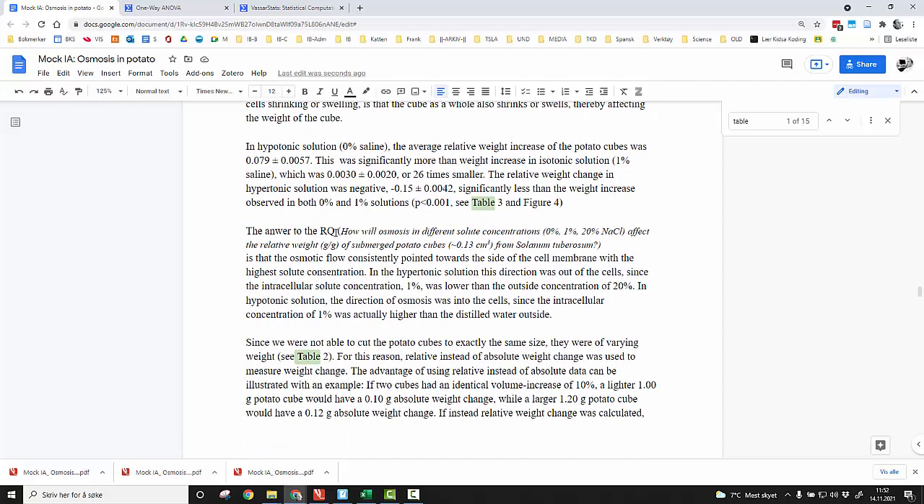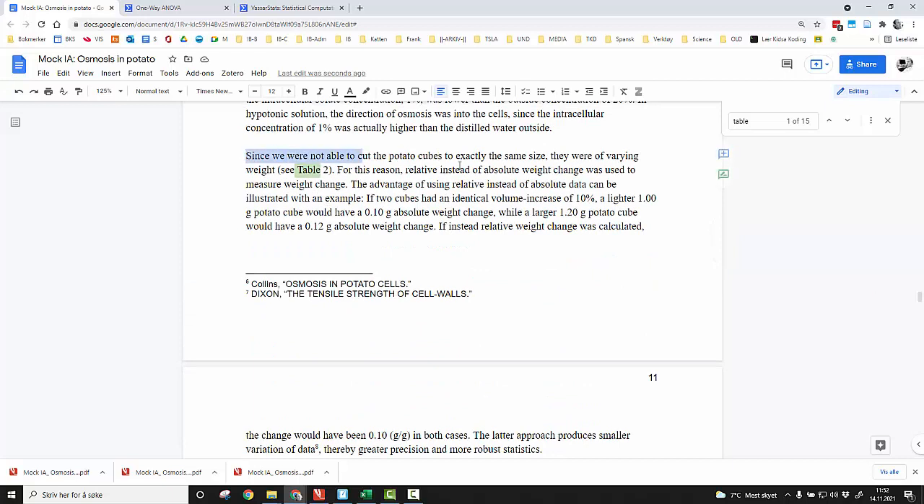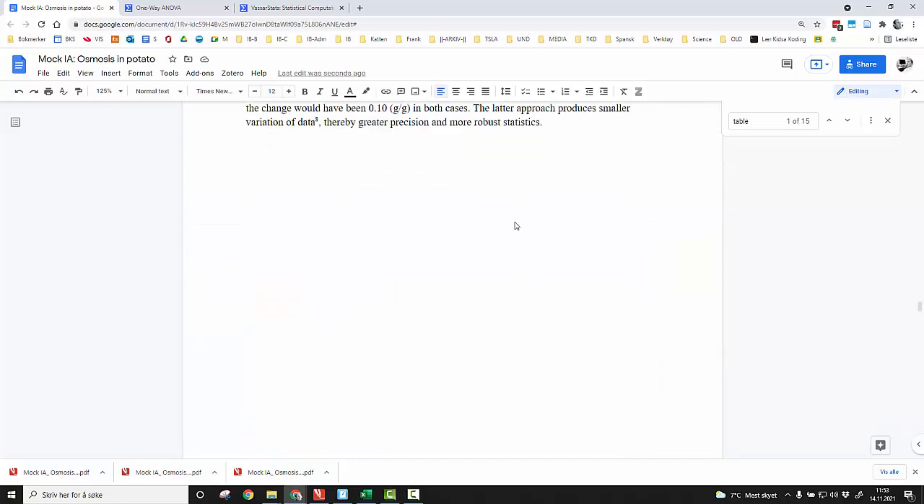And then I just go directly on answering the RQ. So I state the RQ and then I just answer it. Nice and simple. And then I don't write so much more. Here I just have a justification why I used relative weight instead of absolute weight change.